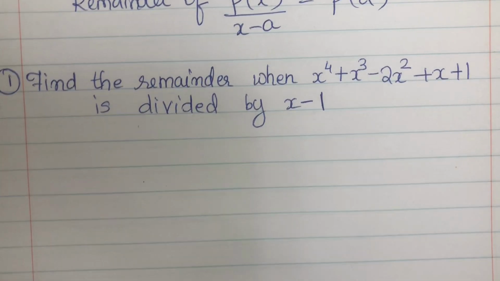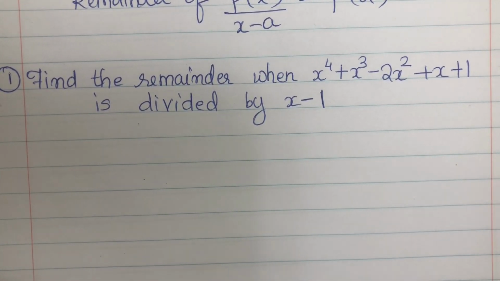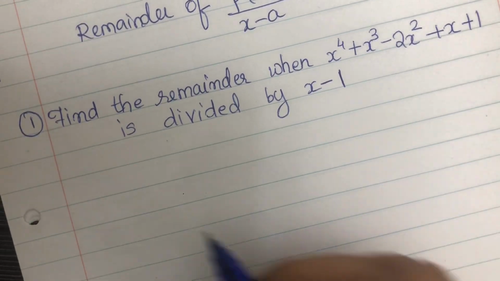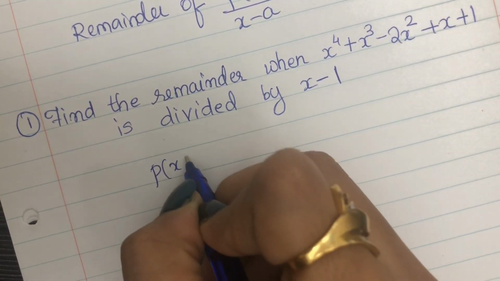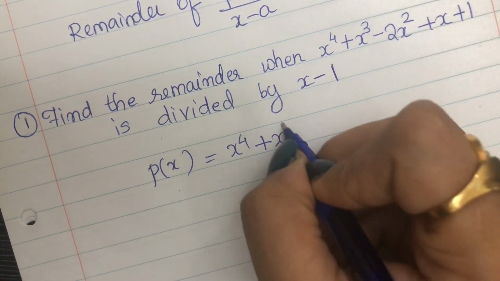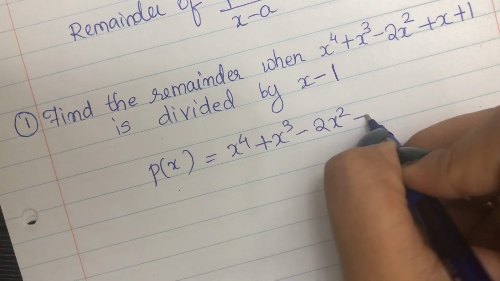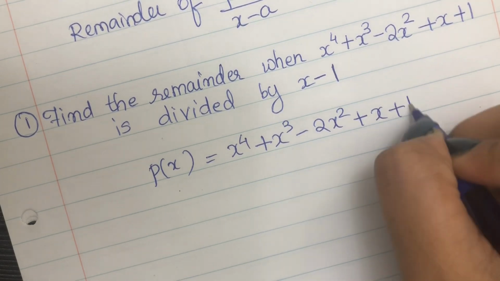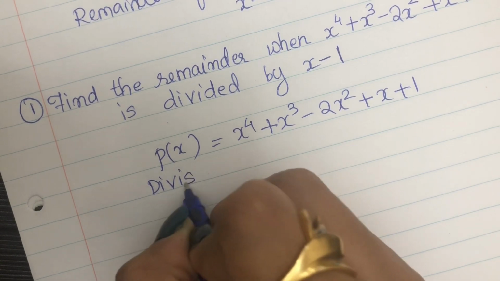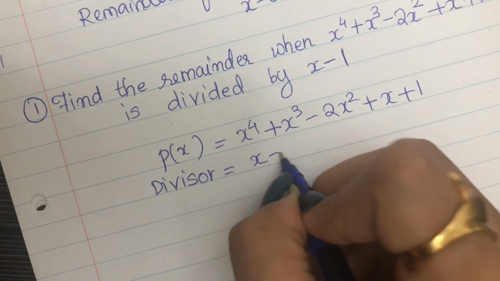Here we will do one example using the remainder theorem. Find the remainder when x raised to 4 plus x cube minus 2x square plus x plus 1 is divided by x minus 1. So we have p of x equal to x raised to 4 plus x cube minus 2x square plus x plus 1. This will be our dividend. So what is our divisor? The divisor is x minus 1.